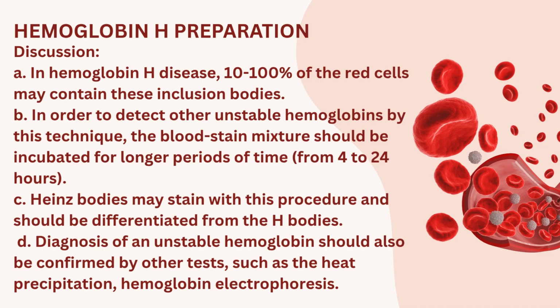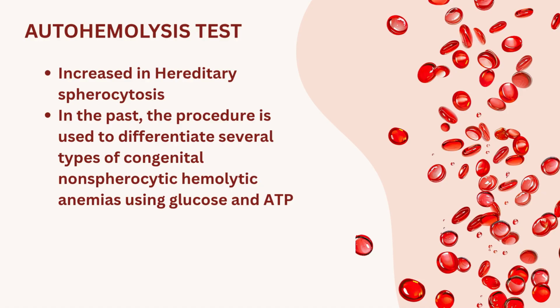So diagnosis of an unstable hemoglobin should be confirmed by other tests such as the heat precipitation test and hemoglobin electrophoresis. Now let's proceed to the autohemolysis test.